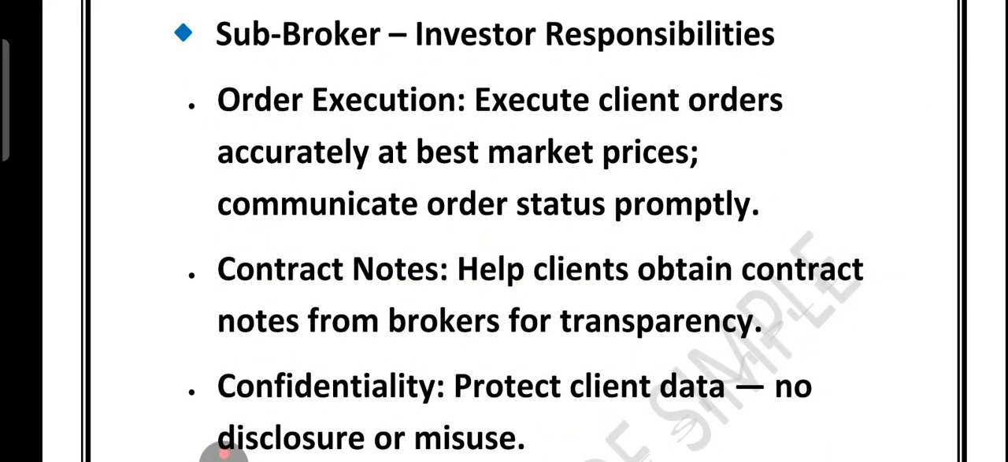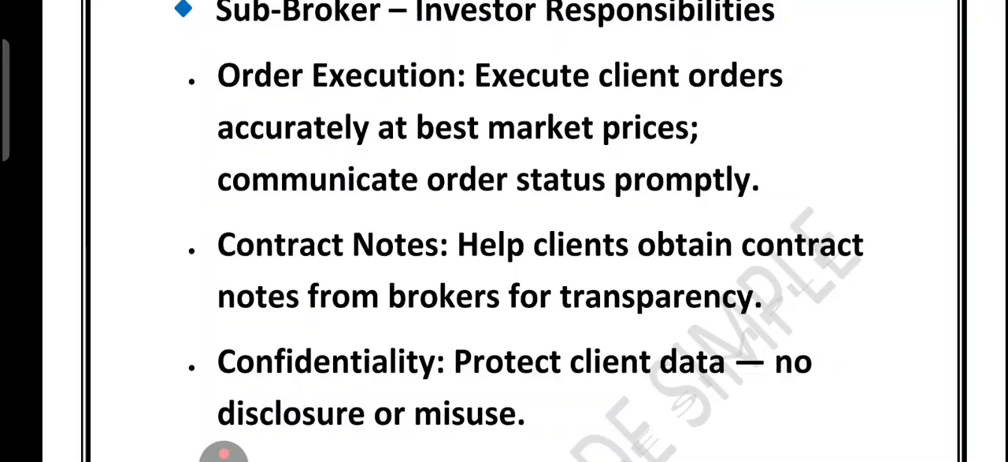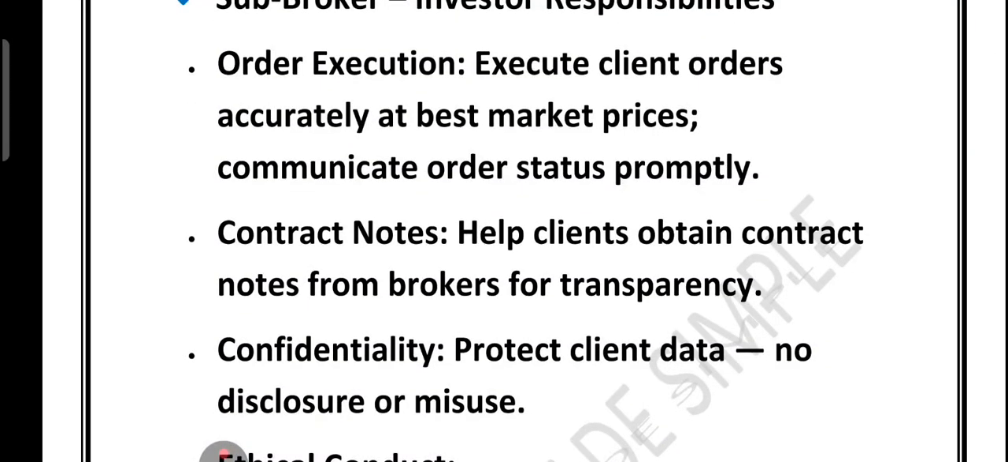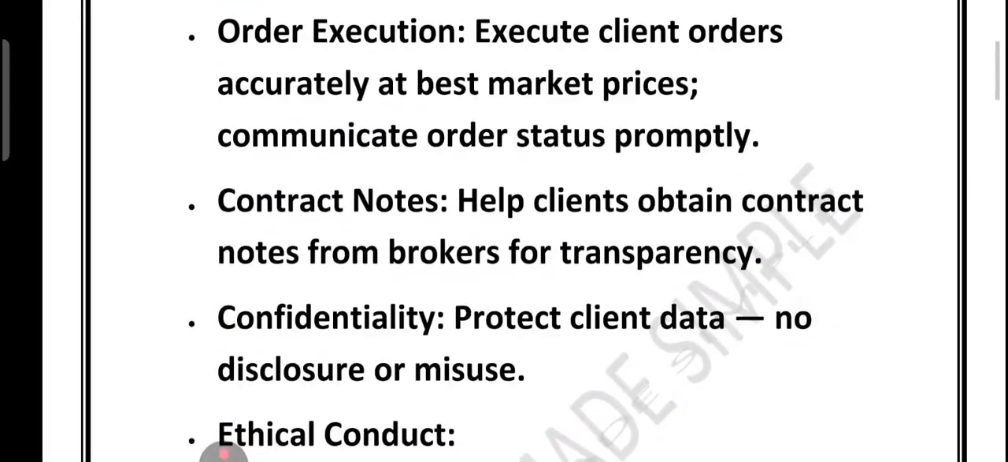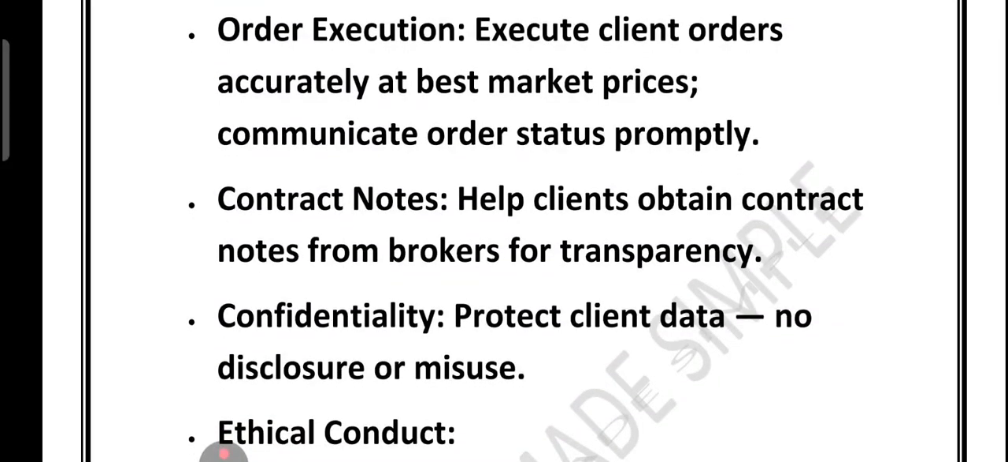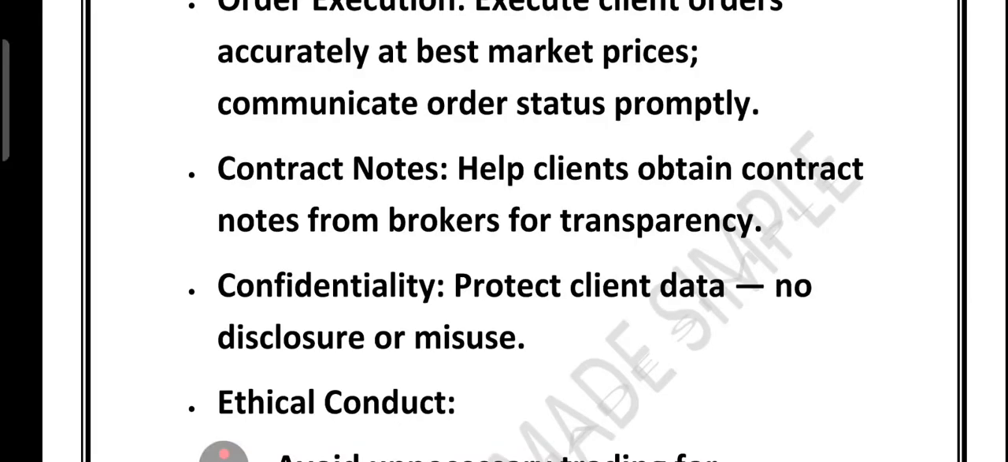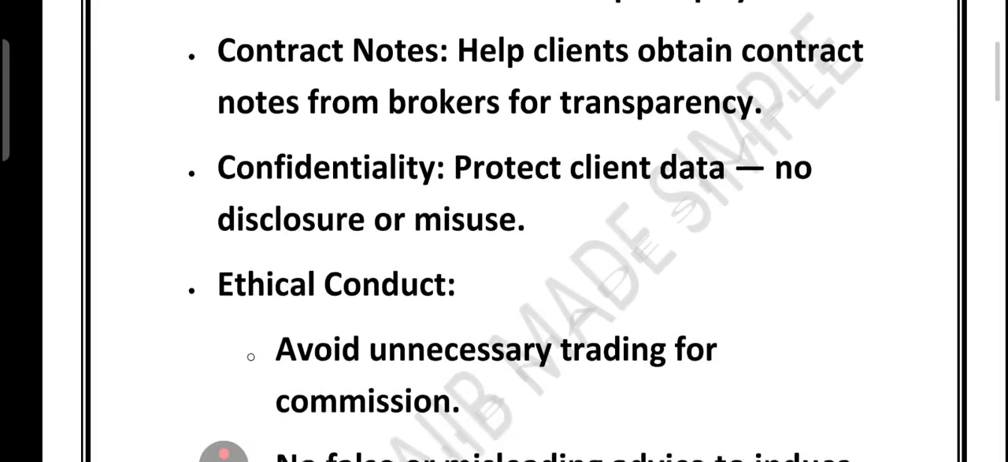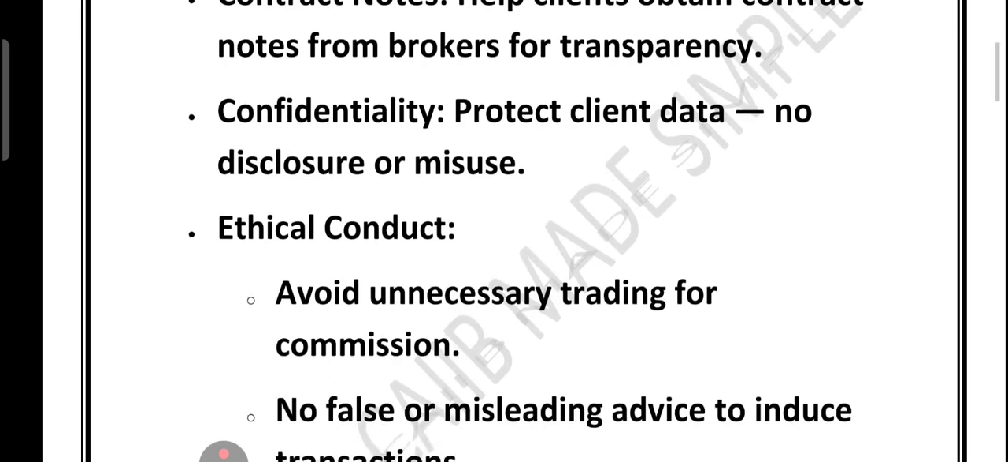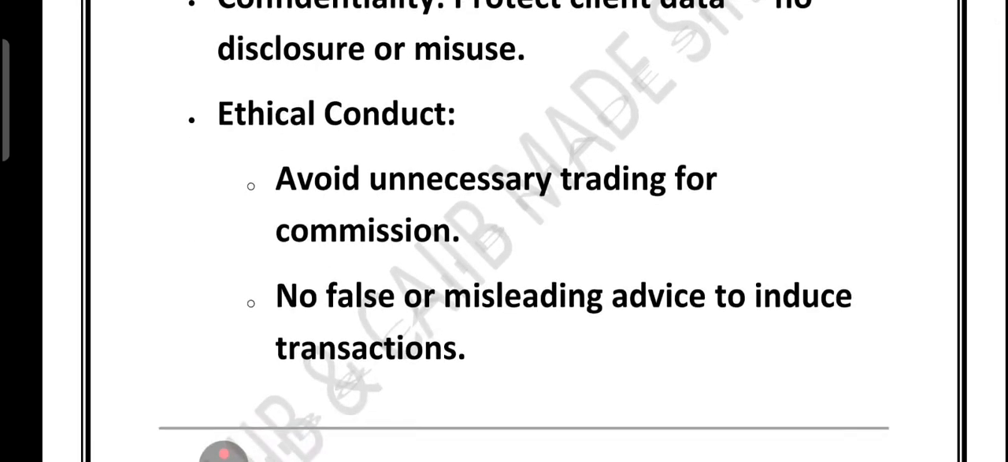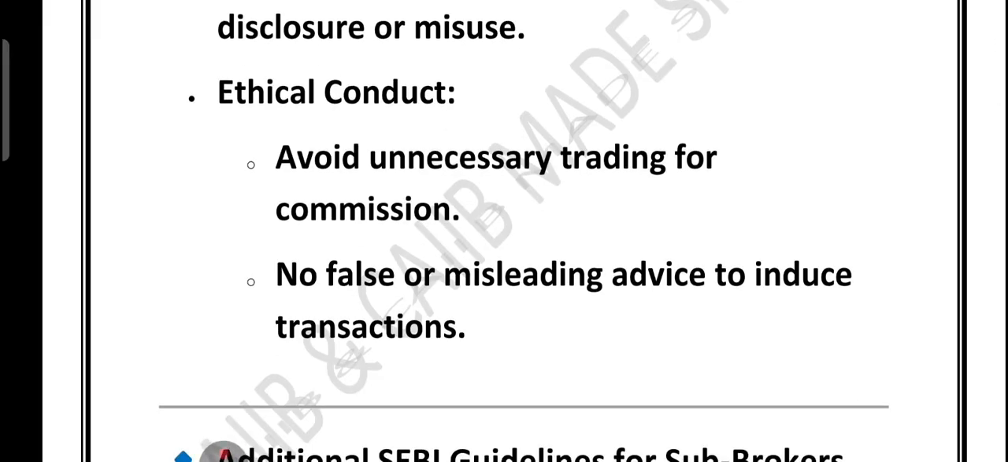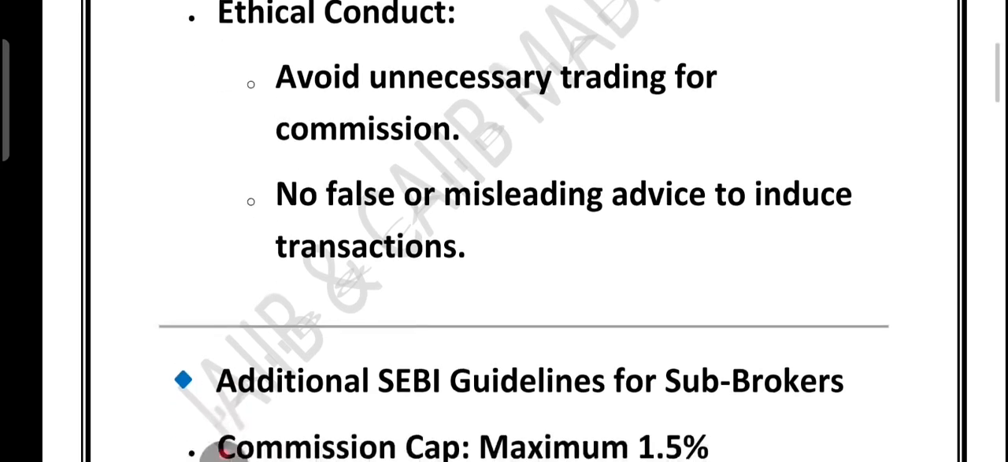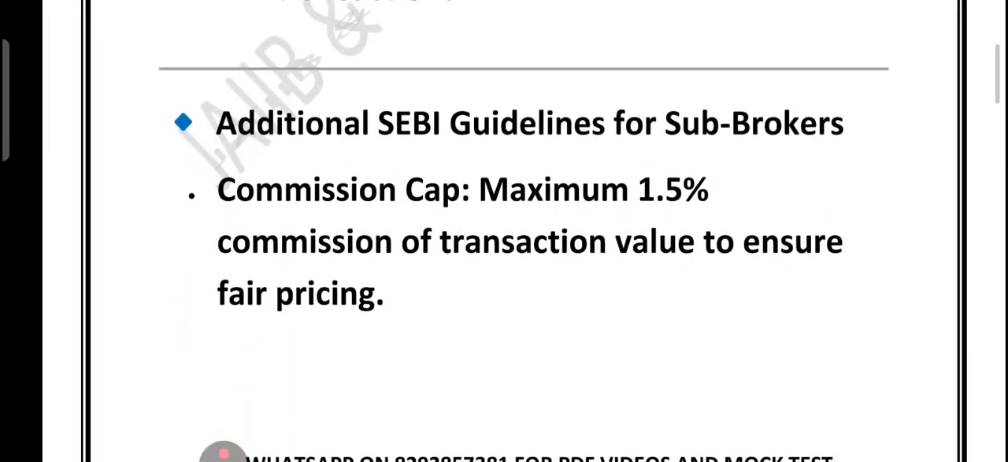Sub-broker responsibilities toward investors. A sub-broker must execute client orders accurately and at the best possible price, while also keeping the client updated on the order status. The sub-broker should assist the client in getting contract notes from the main broker, right? This keeps things transparent. Client confidentiality is crucial. No sharing, no misuse of client data under any circumstance. And of course, ethical conduct must be followed. This means no unnecessary trading just to earn more commission, and no fake or misleading advice to push investors into unwanted trades.